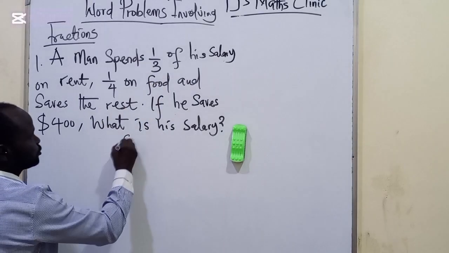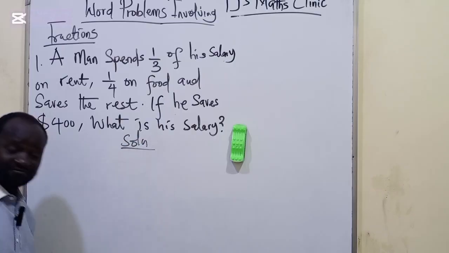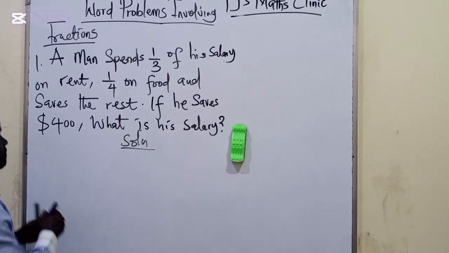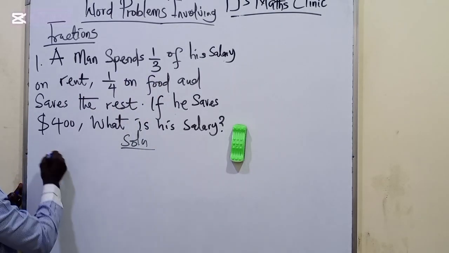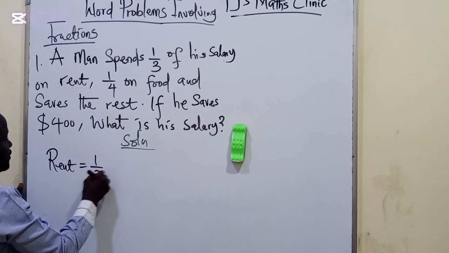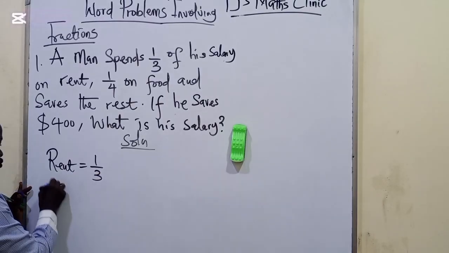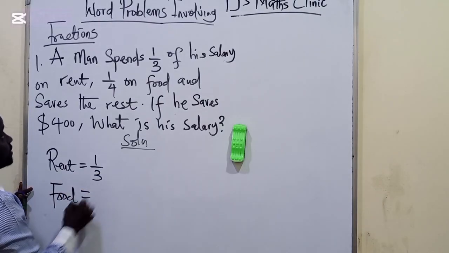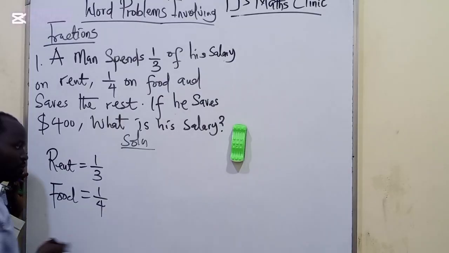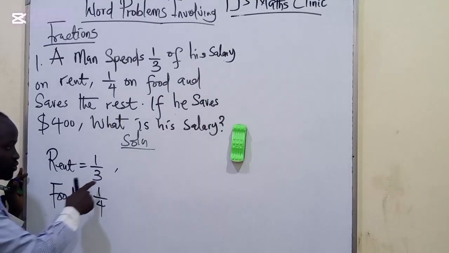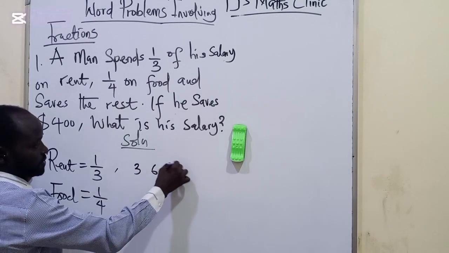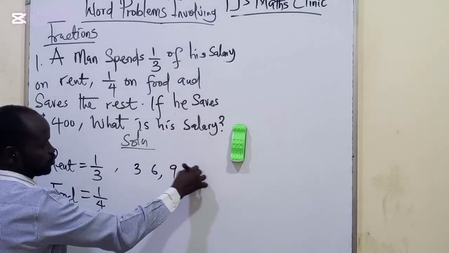So let's write down the solution. Relax, it's very easy, trust me. As I said, what the man spent on rent, we have the rent now. He spent 1 over 3. Then food, he spent 1 over 4. To find the lowest common multiple, let's list the multiples of 3. That will be 3, 6, 9, then 12.